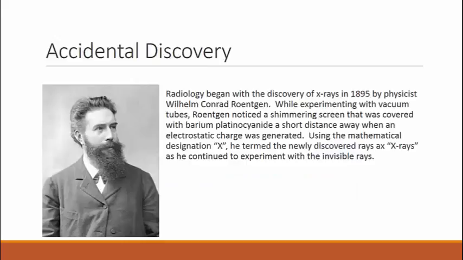Did you know that radiology or X-rays were discovered by accident? Radiology began with the discovery of X-rays in 1895 by a physicist named Wilhelm Conrad Röntgen. While experimenting with vacuum tubes, Röntgen noticed a shimmering screen that was covered with barium platinocyanide a short distance away when an electrostatic charge was generated. Using the mathematical designation of X, he termed the newly discovered rays as X-rays, as he continued to experiment with the invisible rays.